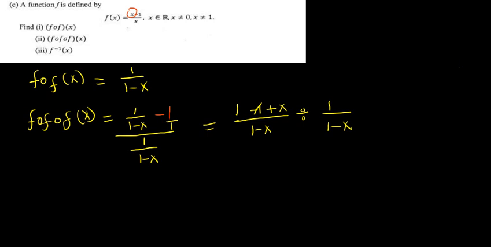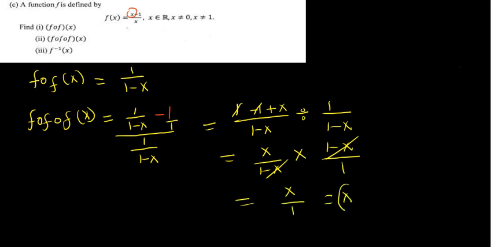So we can see this and this can cancel out, so we're going to remain with x on top over 1 minus x, and then I'll change this into multiplication, and then the 1 minus x goes on top, the 1 comes down, this and this is also going to cancel out. So you see what we're remaining with is x over 1, which is simply x. So this is f of x. Alright.